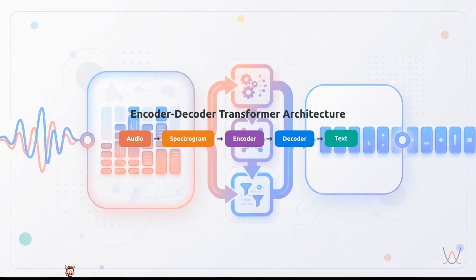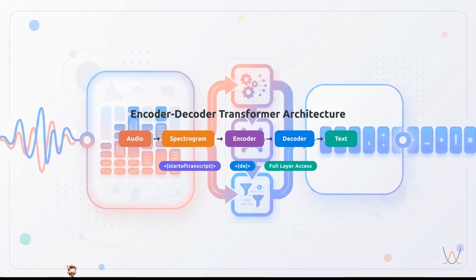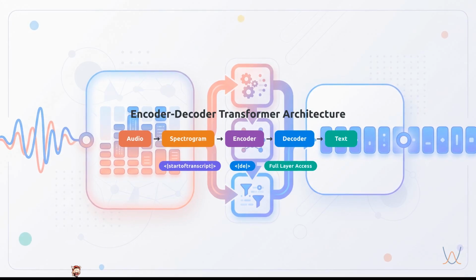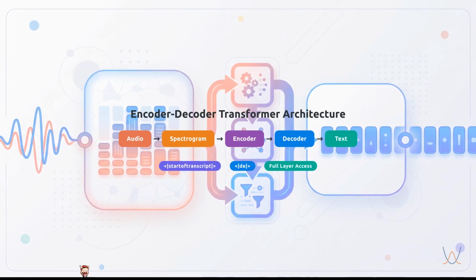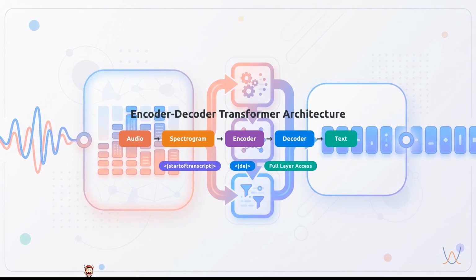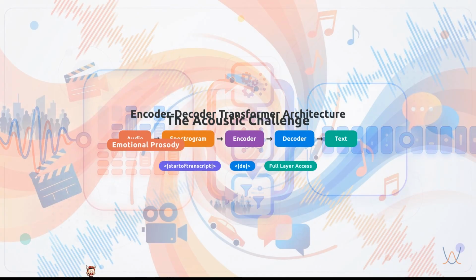Whisper uses an encoder-decoder transformer architecture. Audio is converted into a log-mel spectrogram, processed by the encoder, then decoded into text with special control tokens like start of transcript and language tags. The Hugging Face implementation gives us full access to fine-tune every layer.